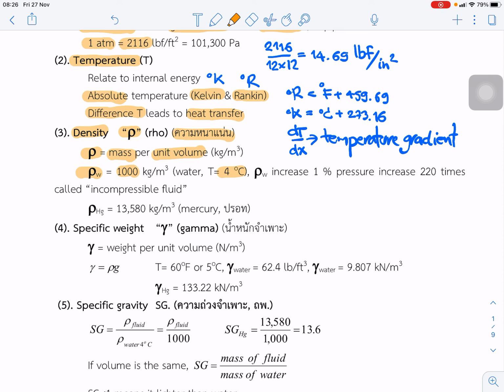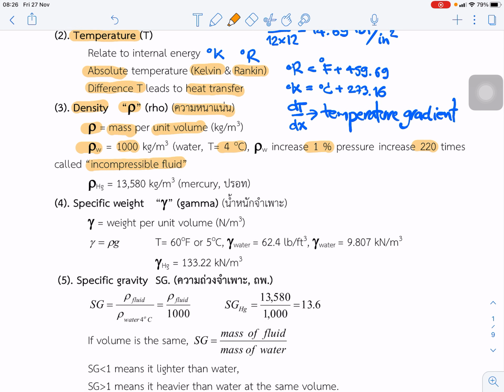And the density of water increases just 1% once the pressure is increased 220 times. So it is a very, very small change, so we call water an incompressible fluid. We already illustrated this in the last class work, the last example. And the density of mercury is equal to 13,600 kilogram per cubic meter.